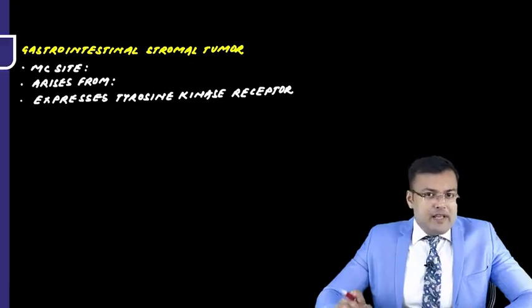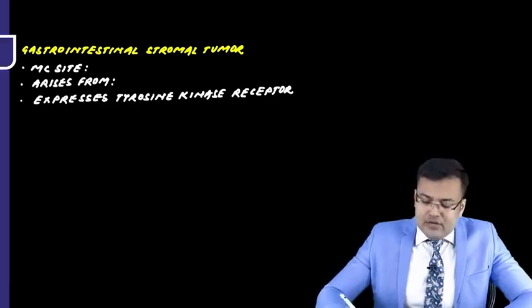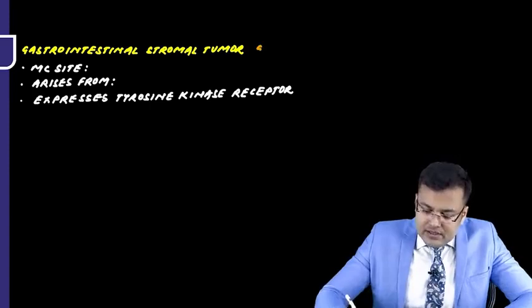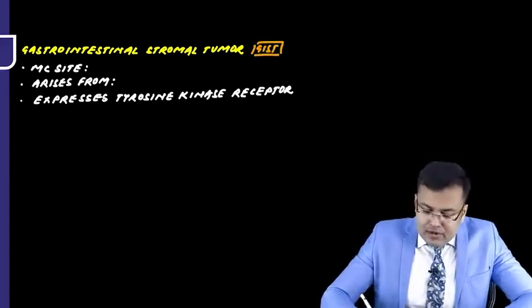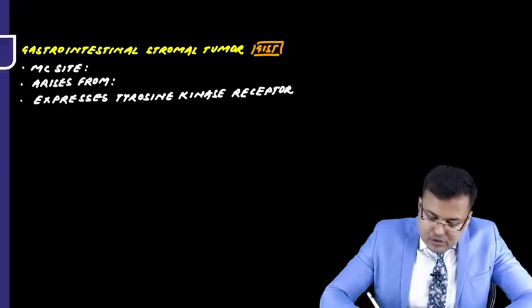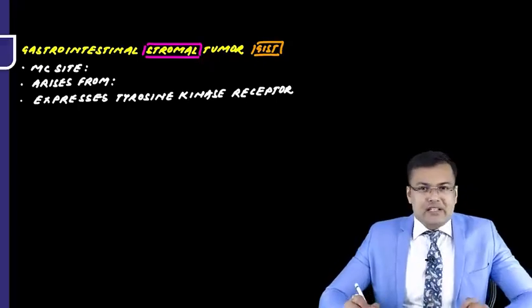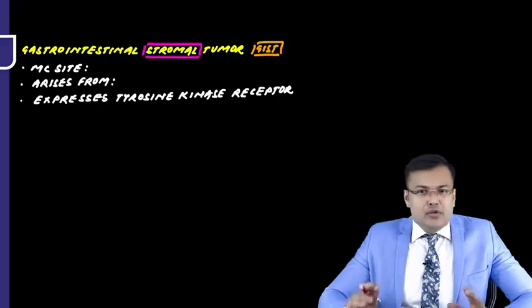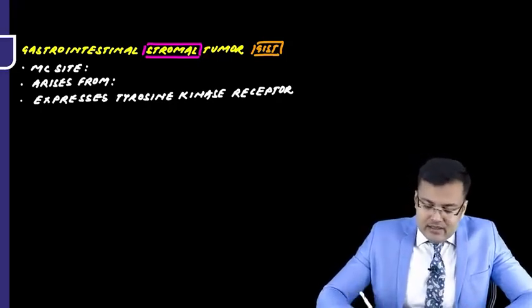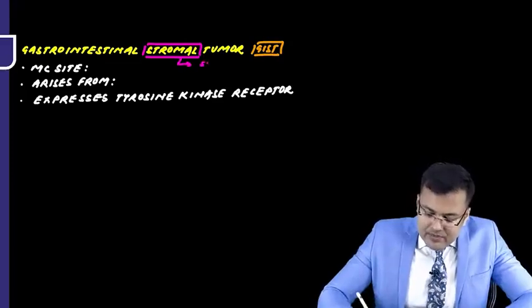Now we are going to discuss a very important tumor, that is GIST, gastrointestinal stromal tumor. How to remember the most important features of GIST? The very important point is stromal. This is gastrointestinal stromal tumor, meaning it arises from stroma or mesenchymal tissues. It means it behaves like sarcoma.